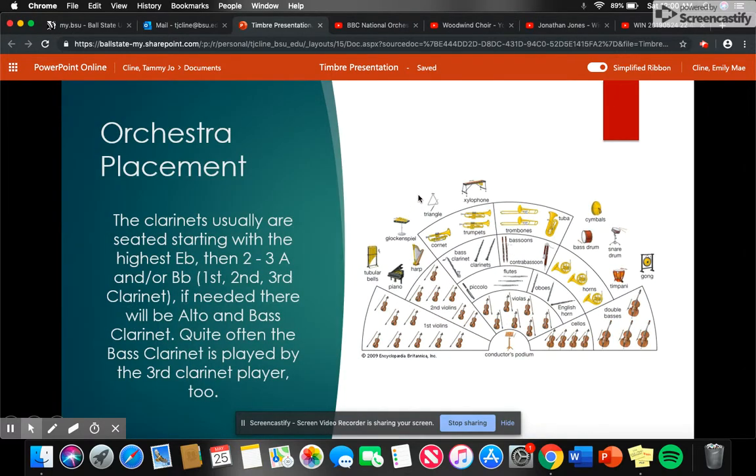When looking at placement in the orchestra, the clarinets sit right here behind the piccolo and the flutes. So you would have the bass clarinet and the clarinets next to the bassoon and the contrabassoons. This little area right here in the middle would be where your clarinet section would be. And they usually sit in firsts, seconds, and thirds.